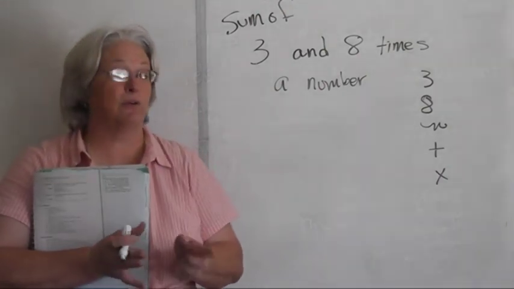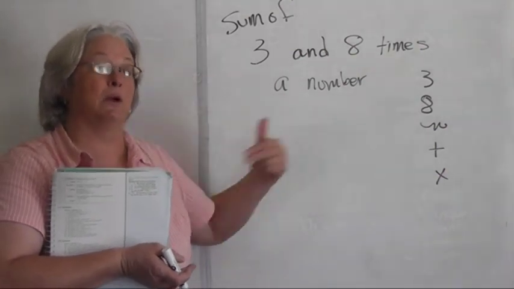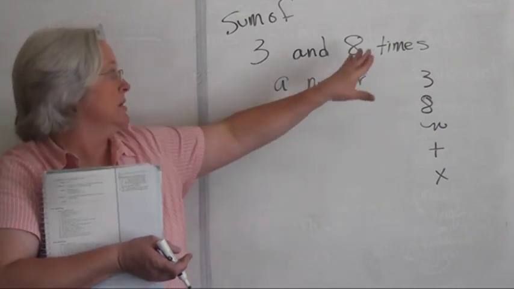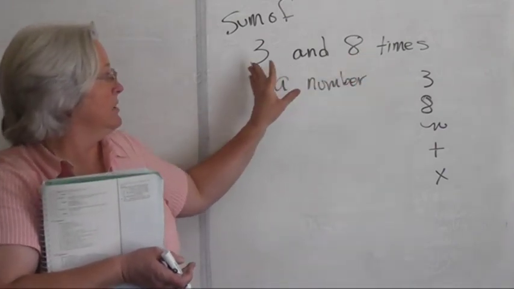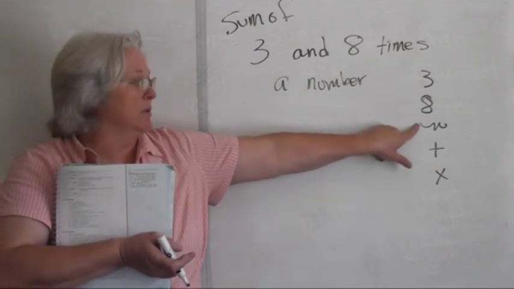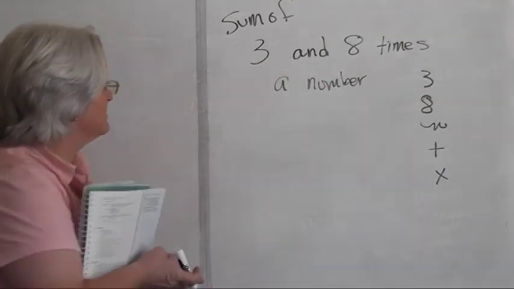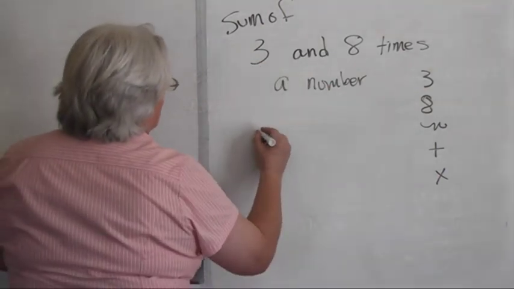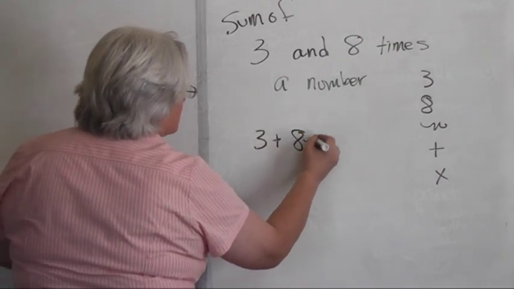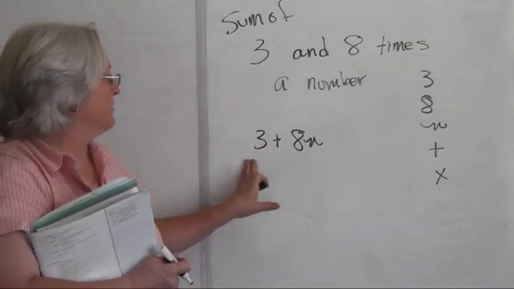So how are we going to put this together? Well, remember, even in the back of your mind, you should be thinking order of operations, multiplication before addition. It's going to be 8 times a number. So we have 8 times a number, 8n. And 3 and is plus. So we have 3 plus 8 times a number. The sum of 3 and 8 times a number.